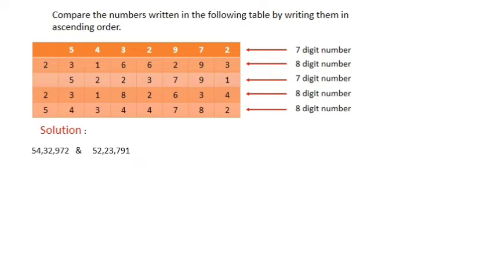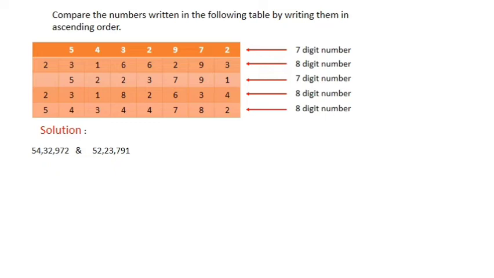See here, I have written 54,32,972. And here is 52,23,791. These two numbers are the smallest as compared to all 5 numbers. Now let us compare these two numbers. Out of these two numbers, let us see which is the smallest number.